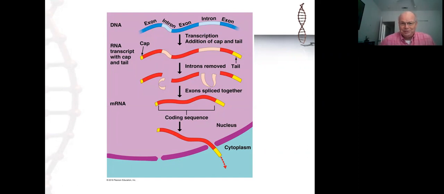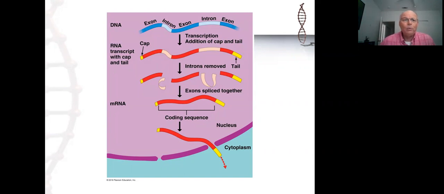The other thing that needs to take place is that internally within the transcript, there are regions that do not contain coding information. These are referred to as introns. And this is something that is unique to eukaryotic genes. Eukaryotic genes are not laid out in a continuous fashion. In bacterial cells, they are.